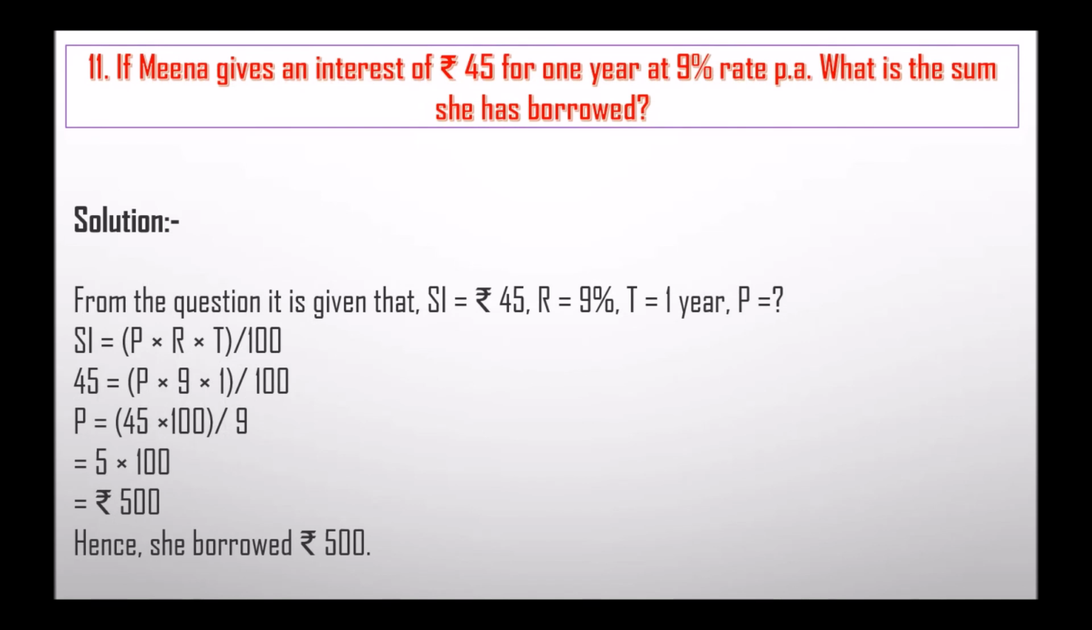11th question, if Meena gives an interest of rupees 45 for 1 year at 9% rate per annum, what is the sum she has borrowed? Interest is 45, rate is 9% and time is 1 year. So we have to find the principal. So SI equals PRT upon 100. So 45 equals P into 9 into 1 upon 100. We will bring this 45 here and P on this side. So 45 into 100 upon 9. So 5 into 100, that is 500. She borrowed rupees 500.